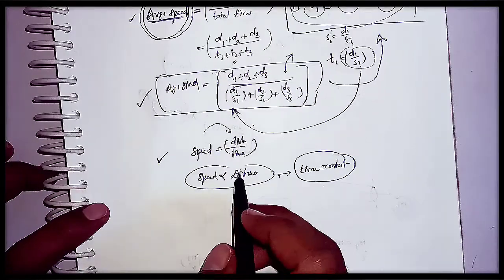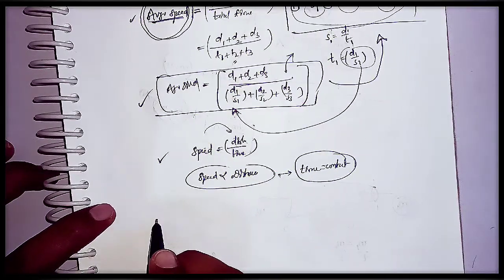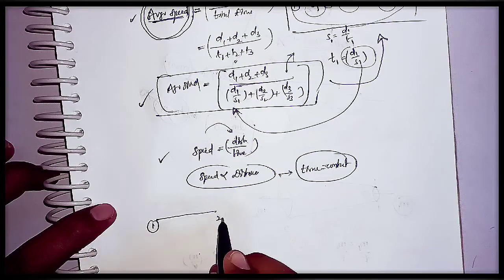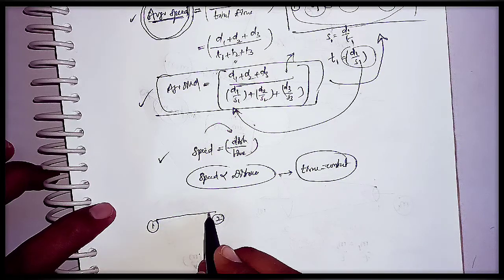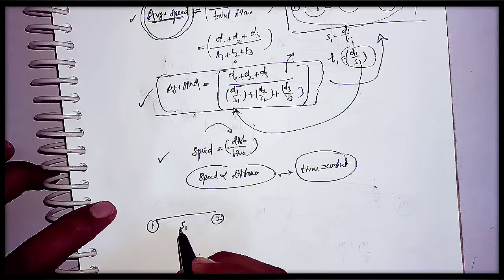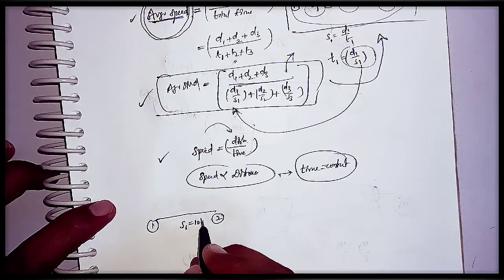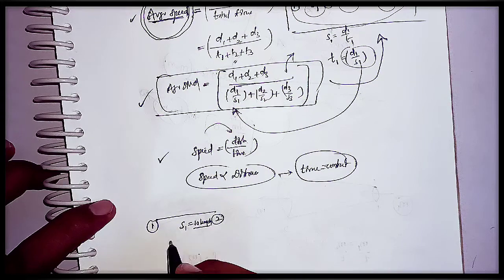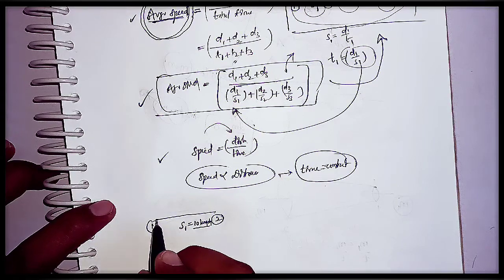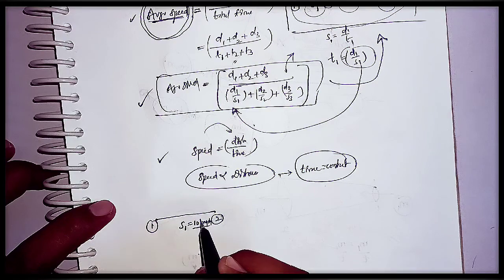Here I will explain the reason behind this one. Let us consider a person is traveling from point 1 to point 2, and he is using the speed s1. Let us consider the speed is 10 kilometer per hour.